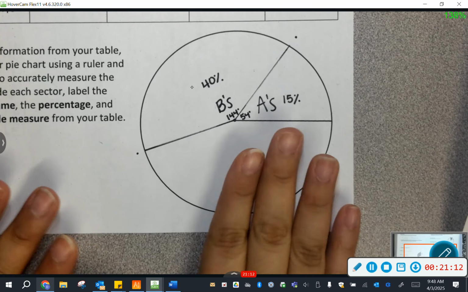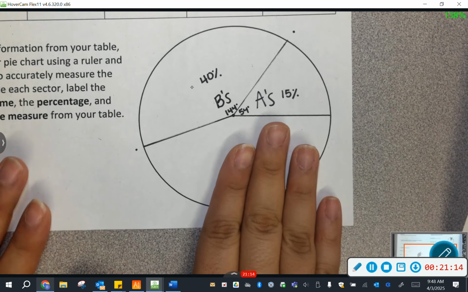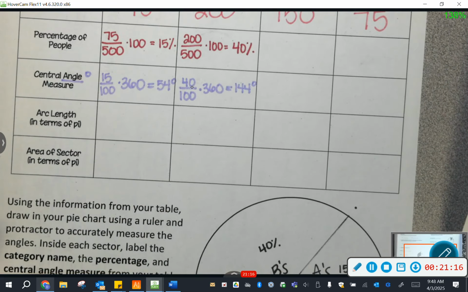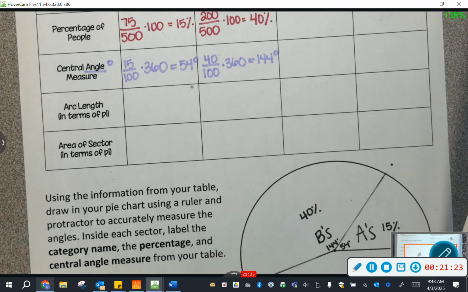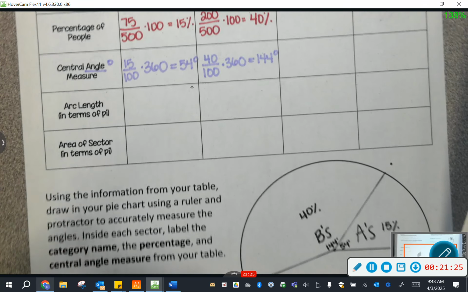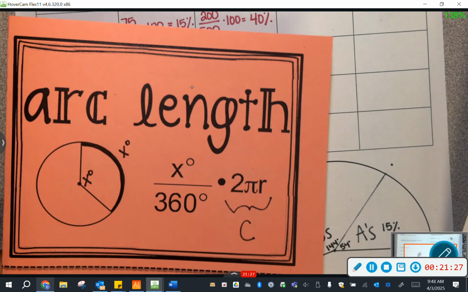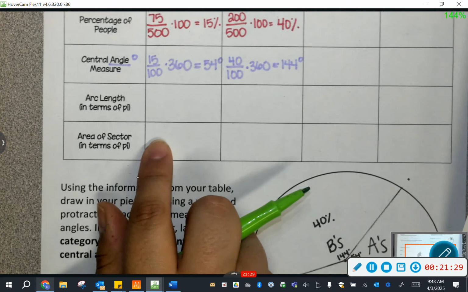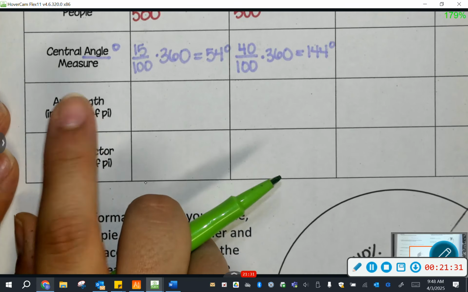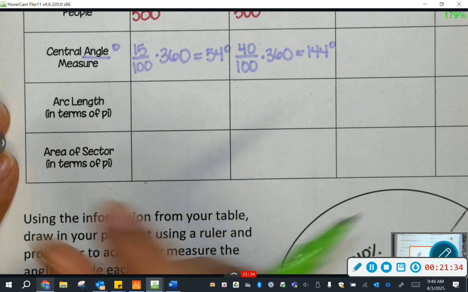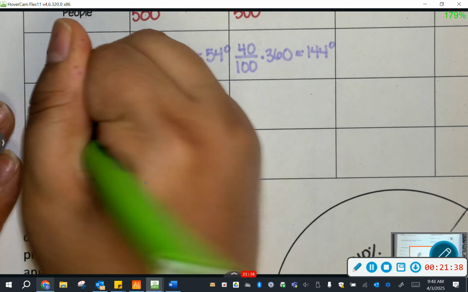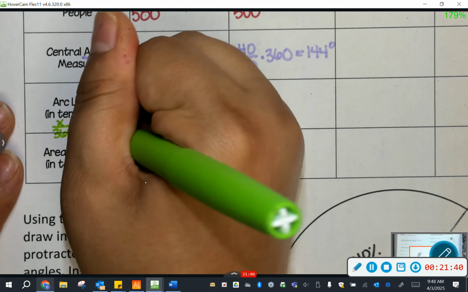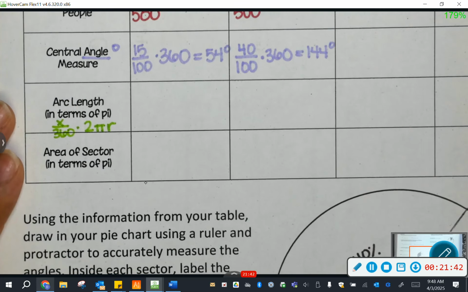All right, we're going to come back to this. I want everybody, we got 2 more columns to fill out real quick. The next column is my arc length column. Arc length is what we were just talking about on the other side. So right here, I'm going to write, by the way, if I haven't said this already, you get to use this tomorrow. Make sure you're taking good notes here. x over 360 times 2 pi r.